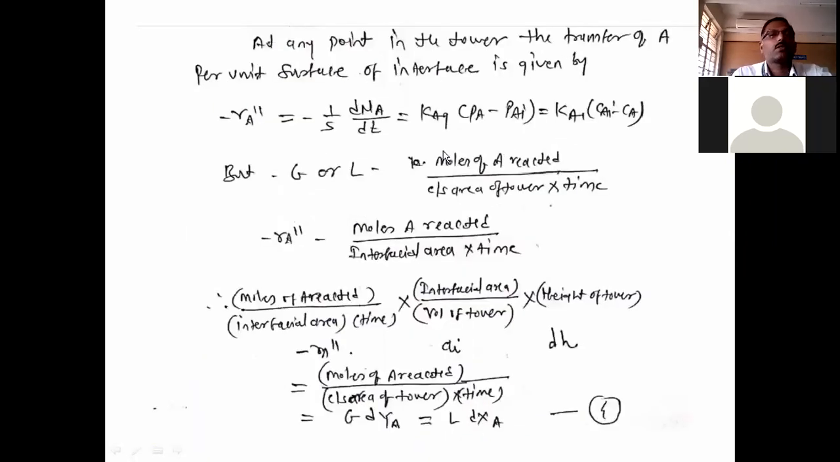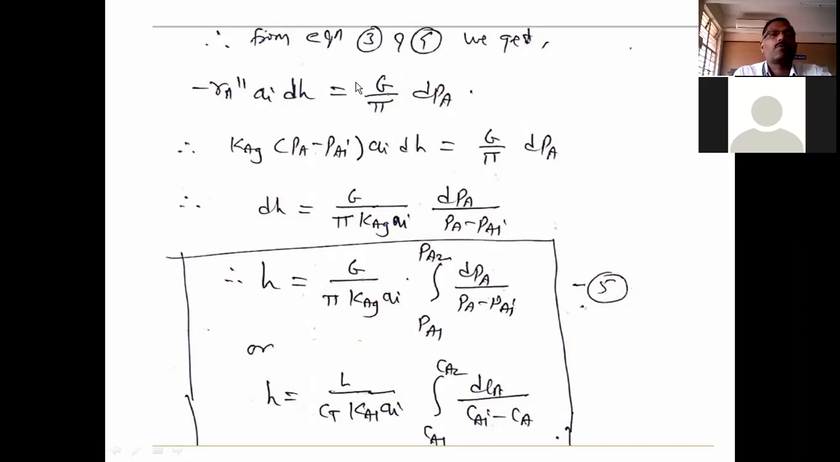So first of all we solve this only for the gas film. So kg into (PA minus PI) into AI into dH is equal to G upon pi into dPA. So dH we calculate here: dH is equal to G upon pi into kg into AI, into dPA upon (PA minus PI).